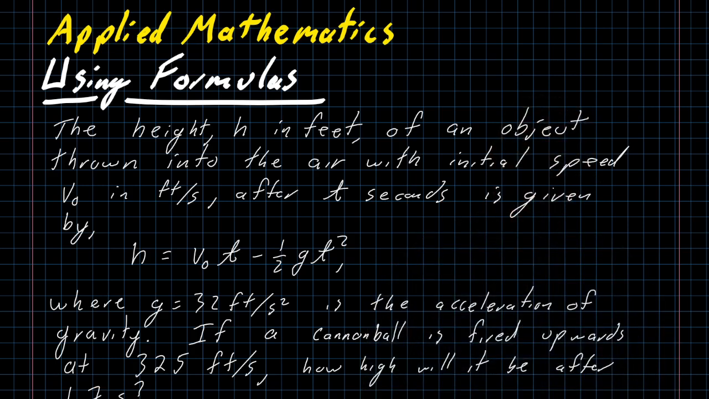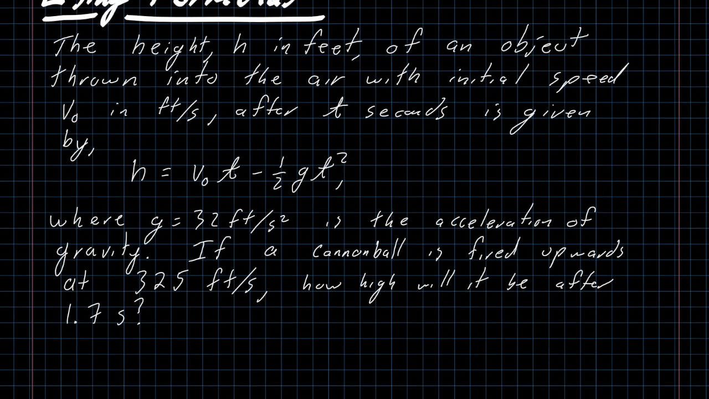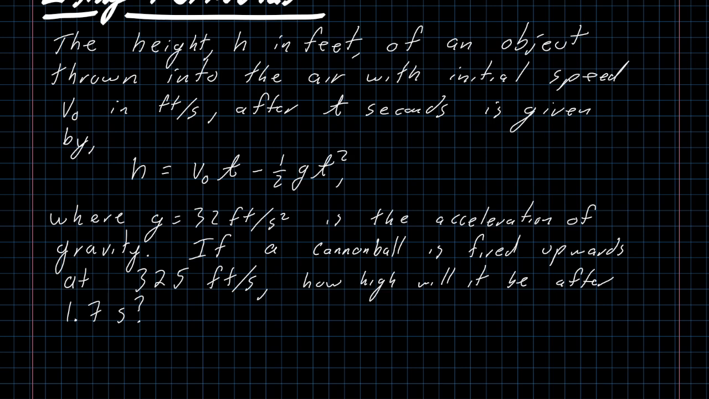The height h in feet of an object thrown into the air with an initial speed v0 in feet per second after t seconds is given by h equals v0t minus 1/2 gt squared, where g equals 32 feet per second squared is the acceleration of gravity. If a cannonball is fired upward at 325 feet per second, how high will it be after 1.7 seconds?